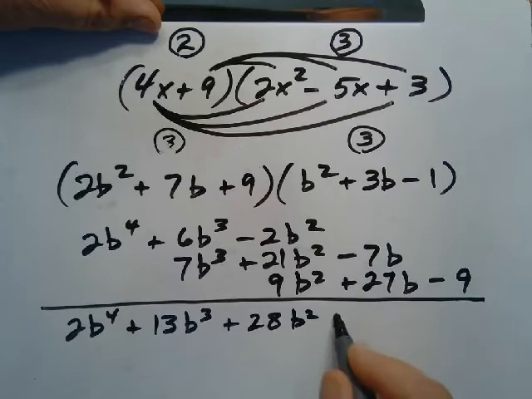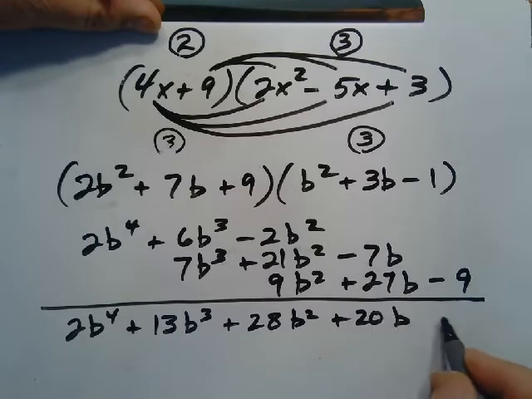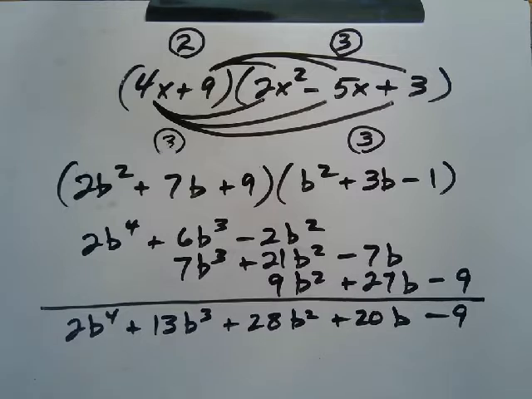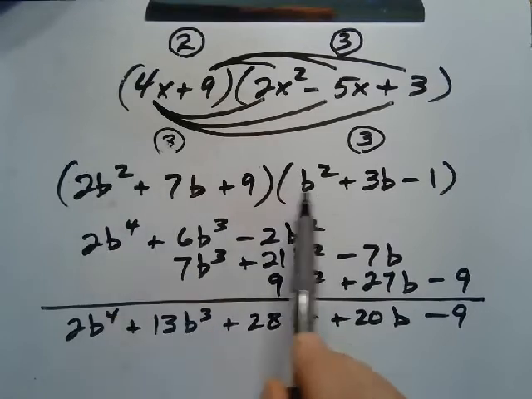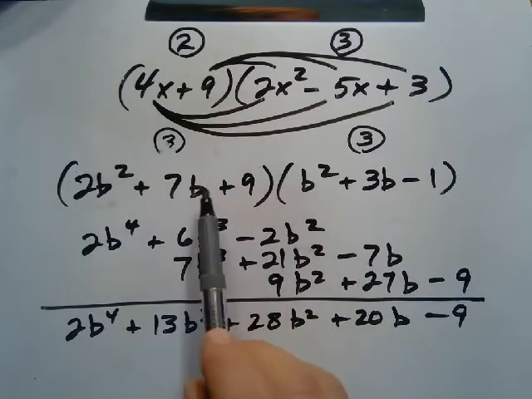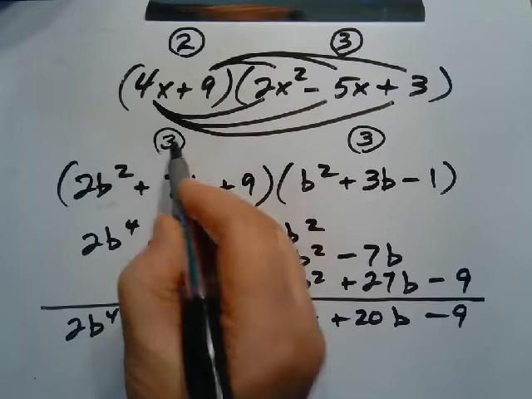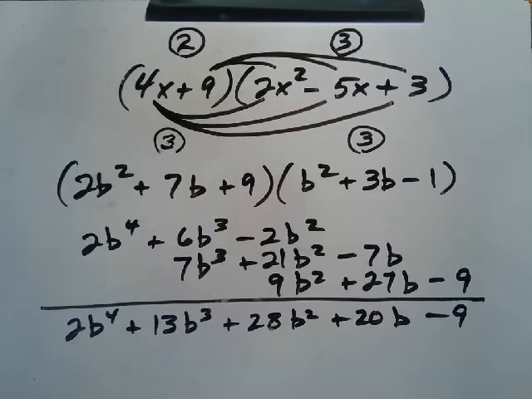27 minus 7 would be 20b minus 9. You'll notice they're written in descending order, which is kind of what we hoped that they would do. Now this is called multiplying polynomials, and remember, we're using the distributive property everywhere here. You can't just multiply the first item times the first item and the second item times the second item. We have to distribute it to all of them. That's kind of the central point of this assignment.